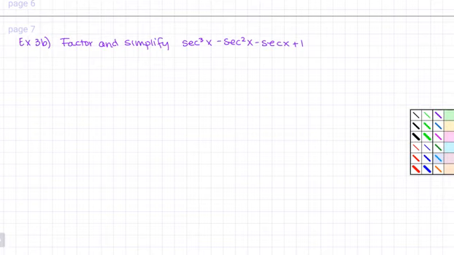So somebody wanted to know on the test, will I take off points for not being fully simplified? And yes, I will. If you're not fully simplified, I will take off points.